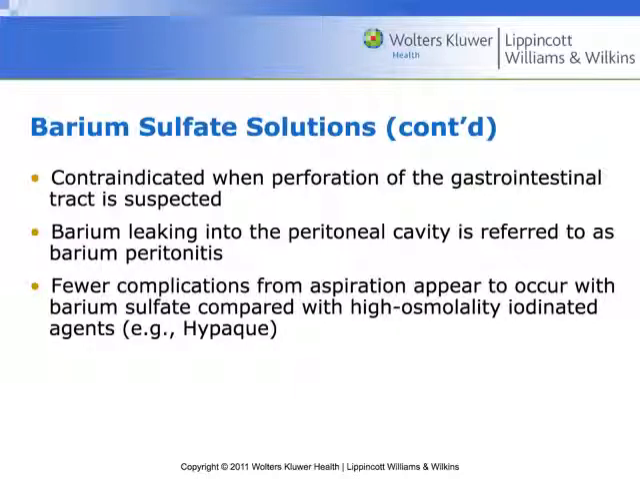So leaking can cause peritonitis, so that's infection. And then there can also be these little forms, I don't know what you call them, like little barium statues in there. Not good. So generally we're going to use the high osmolality iodinated agents, so that'd be like Hypaque or I think Gastrografin.